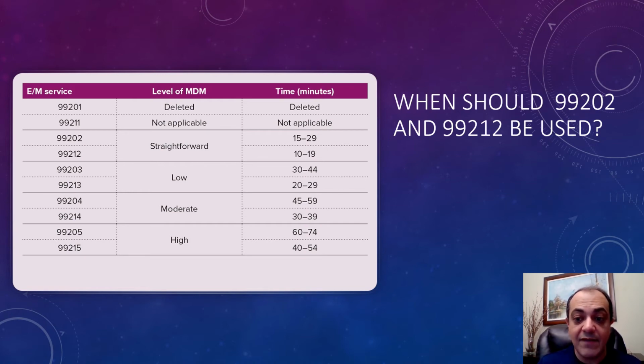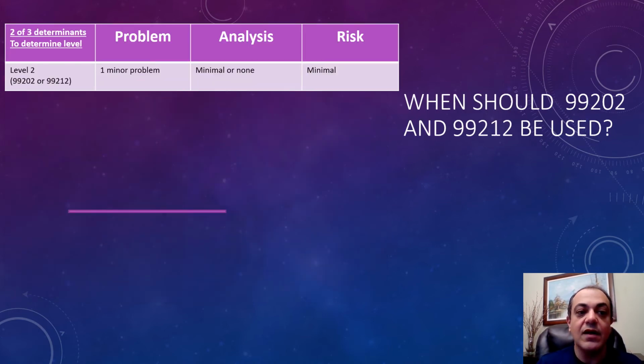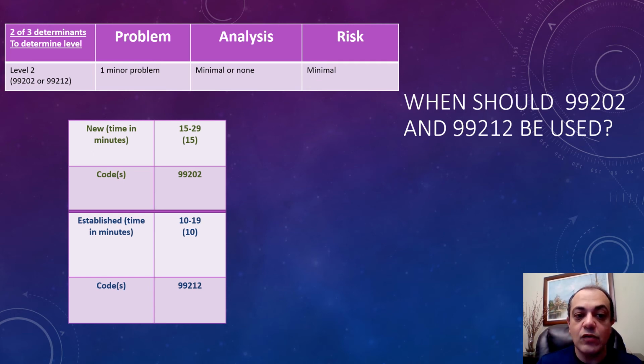Now that patient doesn't have any chronic diseases or chronic illnesses that are addressed at that visit. It's simply for that lesion that was seen and found to be something very simple, straightforward. So that's an example. Now remember, for that to happen, you need one minor problem, no analysis required, and the risk is minimal. And you need also for time documentation to be less than 30 minutes for a new patient or less than 20 minutes for an established visit.